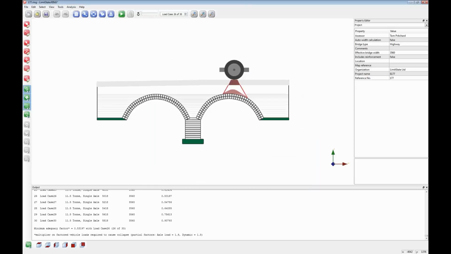So we wouldn't expect necessarily the results to be exactly the same whether we alert to the left or to the right. The other thing to say is, because this is numerical software, we will always find a critical solution. So it might be that if we had to define this symmetrically, that load case 6 and load case 27, for example, might have given exactly the same results. It would still show one of those as being critical.